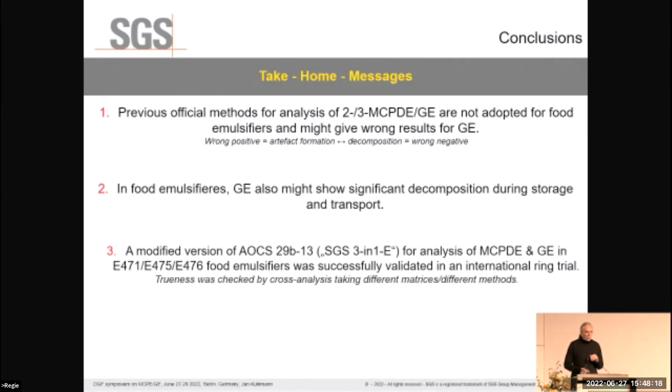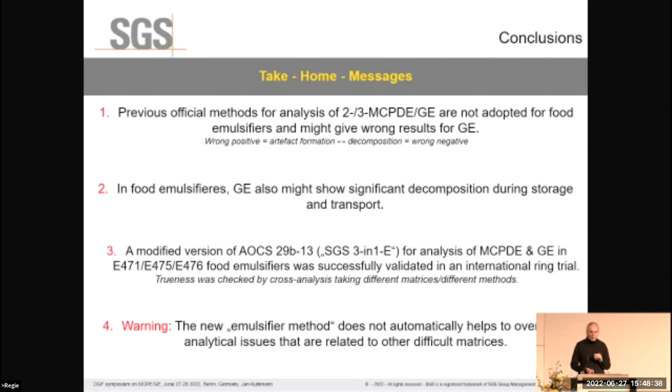Finally, this was the core point here, a modified version of the B method for analysis of MCPD esters and Glycidyl esters in E471, 5, and 6 food emulsifiers was successfully validated in an international ring trial. Trueness was checked by cross-analysis taking different matrices and different methods.